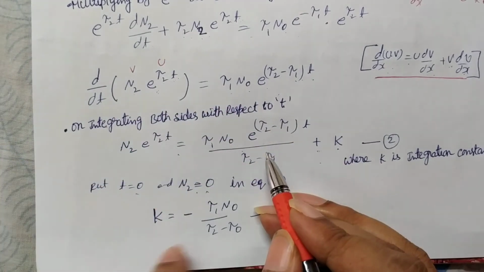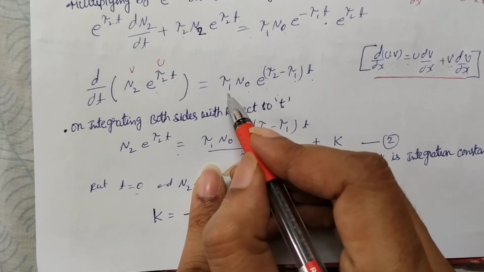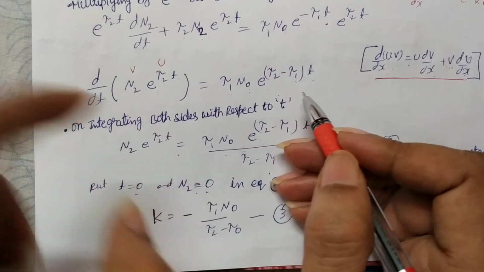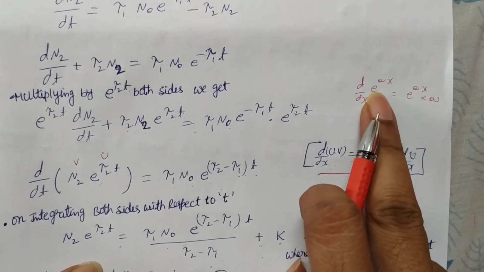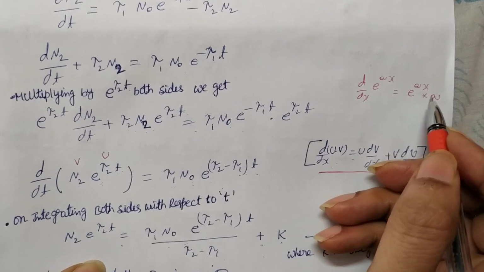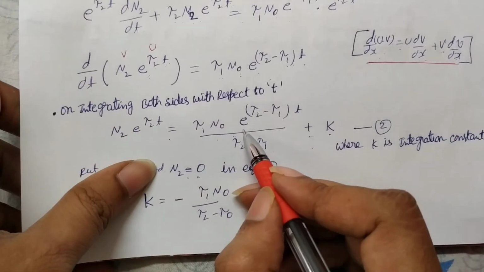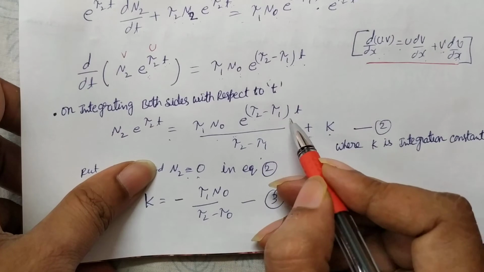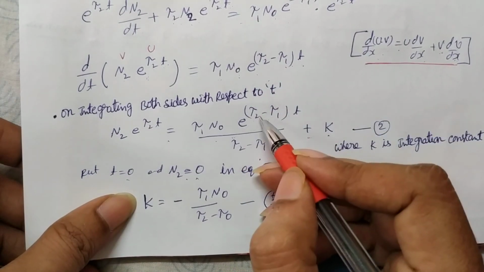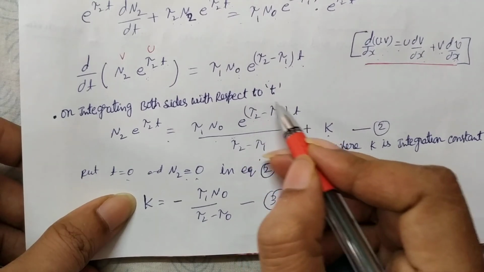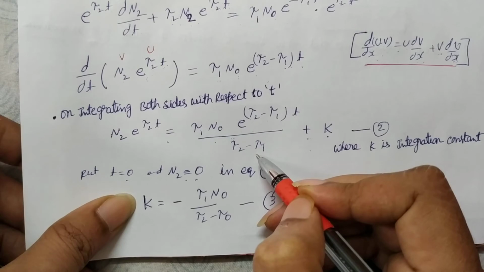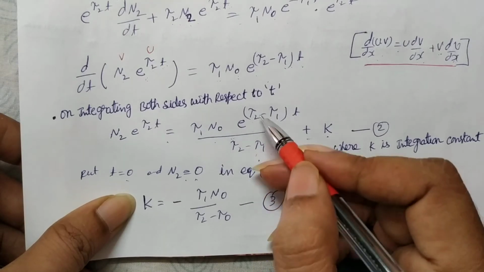But here we have to apply integration, and lambda 1 n naught is a constant, so you can write it outside. For e power anything, you get the same only. For e power ax, for ax you have to do differentiation and multiply with a. Similarly here, for e power lambda 2 minus lambda 1 into t, applying integration you get the same, and for the power you apply differentiation and write it in the denominator, because in integration you have to write it in the denominator.